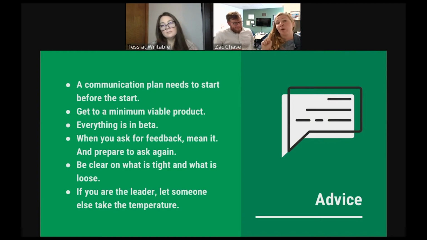And point out when you've made changes based on feedback so that they know that what they said mattered. I think sometimes that has to be explicit for people. Be clear on what is tight and what is loose so people know what they can edit and change. And then if you are a leader, let someone else take the temperature.